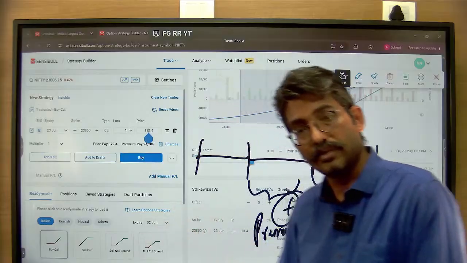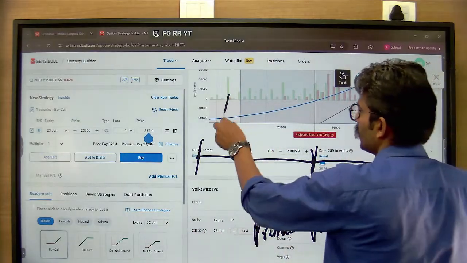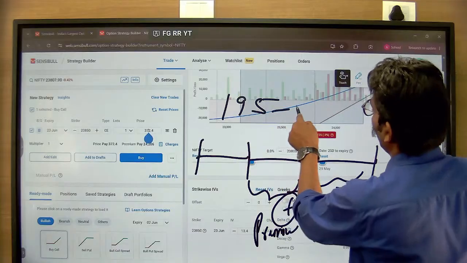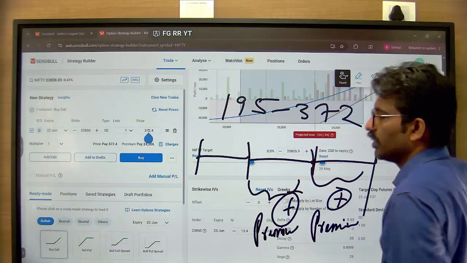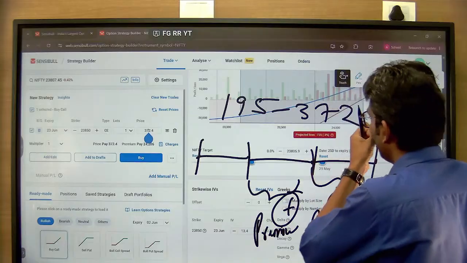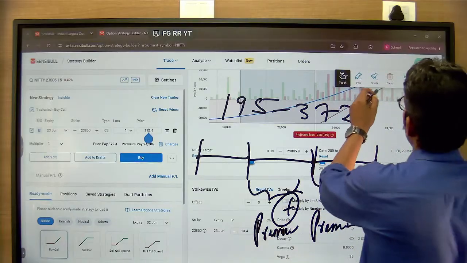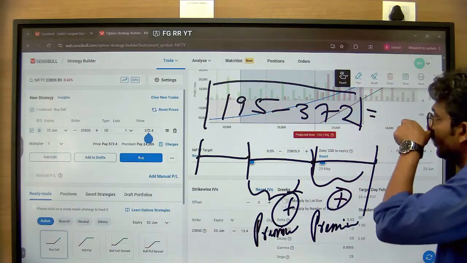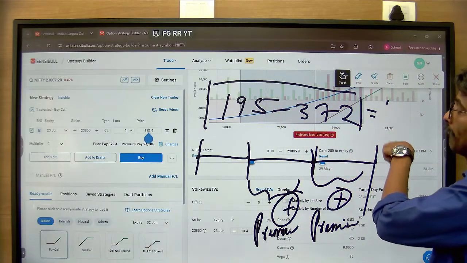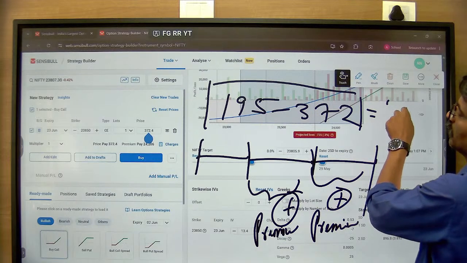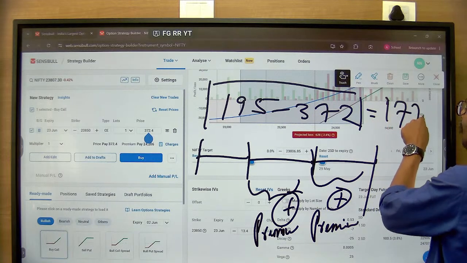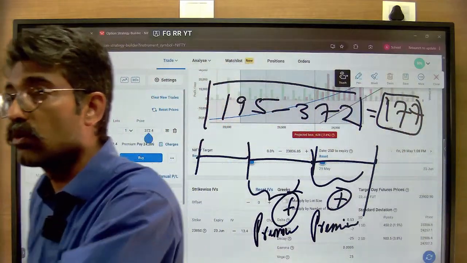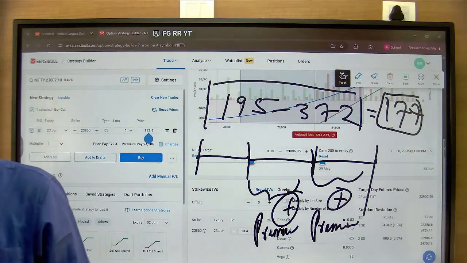You can always calculate the delta. We started from 195 rupees, and now you landed up at 372. So the difference is 177 rupees, taking the modulus so it cannot be negative. You are paying 177 rupees extra for asking more time, so that your view comes true.